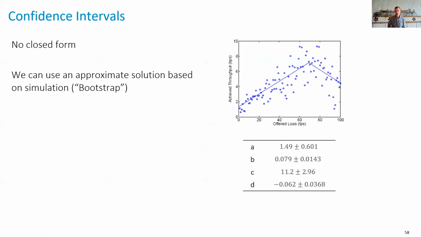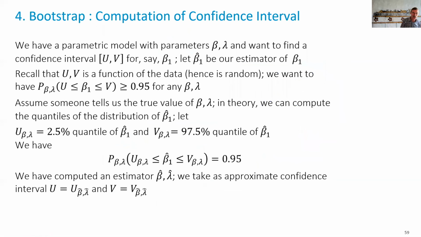The bad news about L1 norm minimization is that there is no closed form for the confidence intervals. So we need to work a bit more to obtain confidence intervals. Here I obtain them. We see slightly different values from the least squares linear regression case. And the next topic will be, how do I compute these confidence intervals?